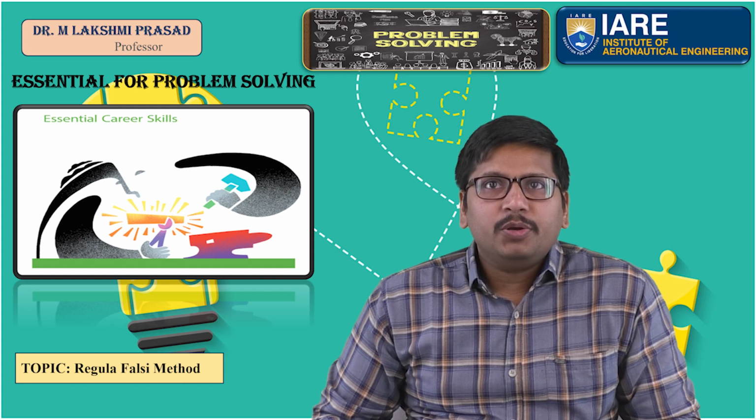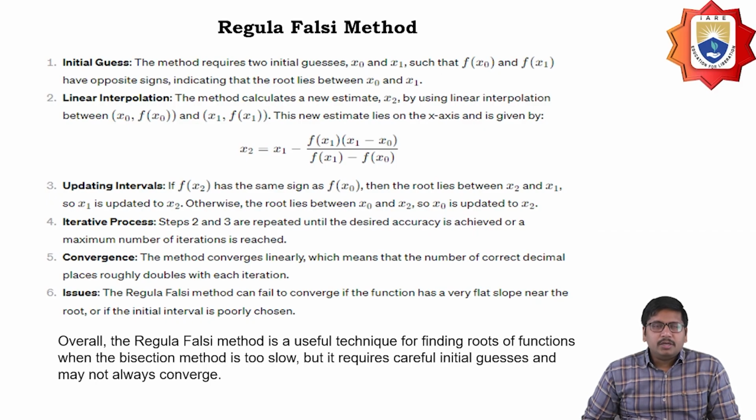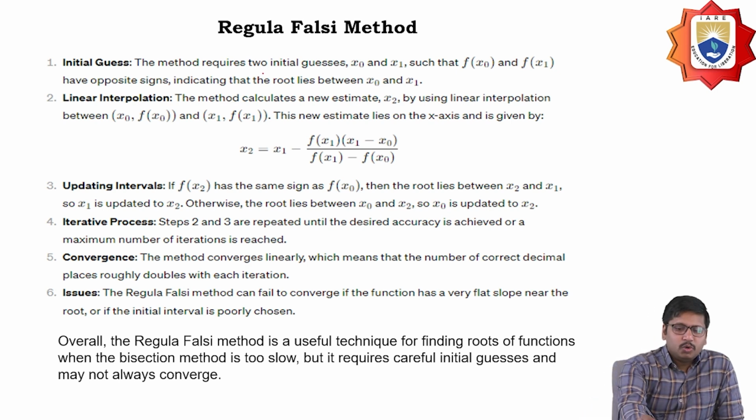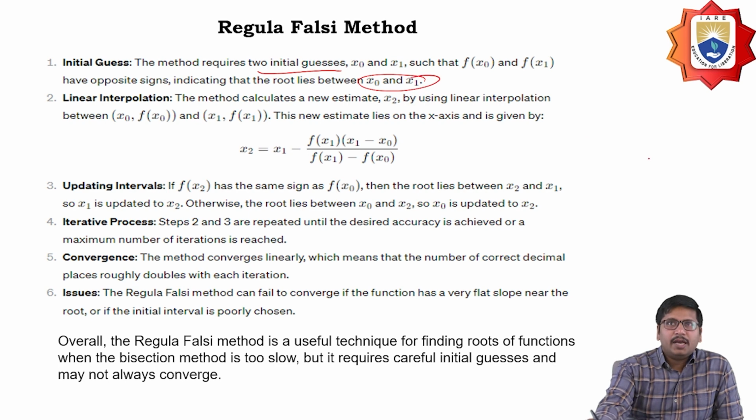In this video, I'm going to discuss the Regula Falsi method. This method requires two initial guesses, x0 and x1, such that f of x0 and f of x1 have opposite signs, indicating that the root lies between x0 and x1.